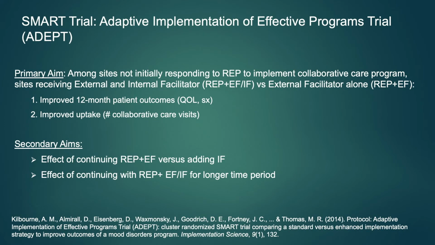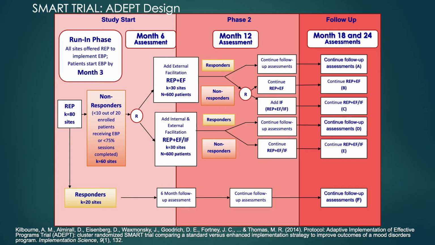So one of my favorite examples is a study by Amy Kilbourne and Daniel Almirall and colleagues looking at replicating effective programs to implement collaborative care using external and internal facilitation. I'll move right to the figure because I think it really tells us more about the design. So in this design, there's a run-in phase where all sites are offered intervention to implement evidence-based practice, and patients start the evidence-based practice early. And then you determine, are there responding sites or non-responding sites? For the non-responding sites, you add external facilitation versus internal and external facilitation.